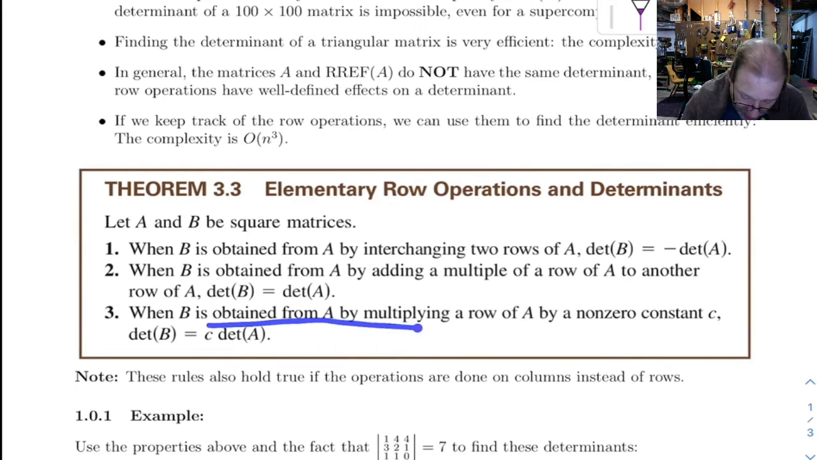And if B is obtained from A by multiplying a row of A by a non-zero constant, that just multiplies the determinant by that same constant. And all these things are written in terms of rows, but it also holds true if it's done with columns.